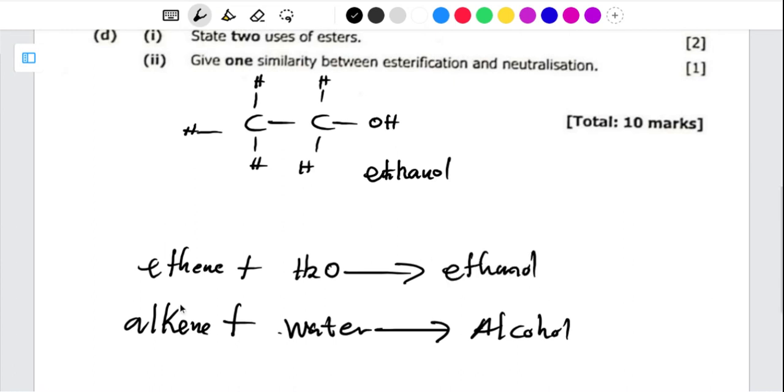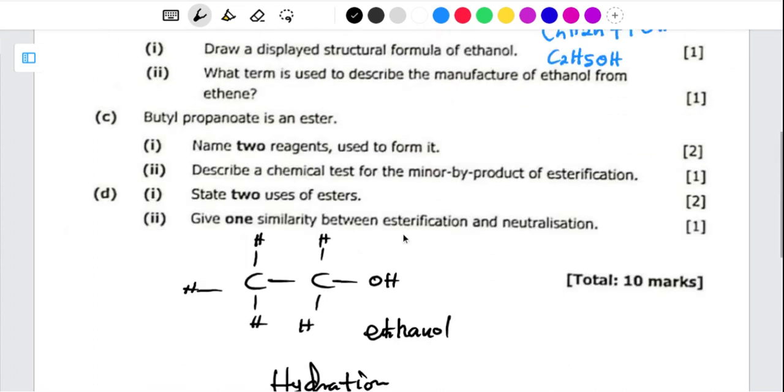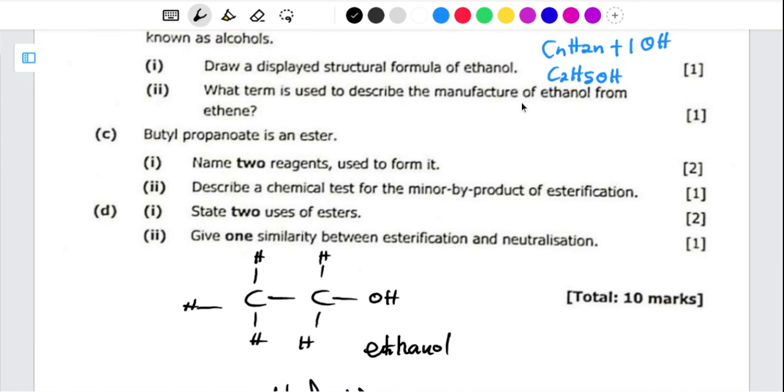Now what process is this one? Whenever you are adding water to something, that is hydration. Okay? Hydration reaction. So in terms of the answer to this question, you can just say this is called the hydration reaction, because we are adding water to an alkene. Hydration reaction.